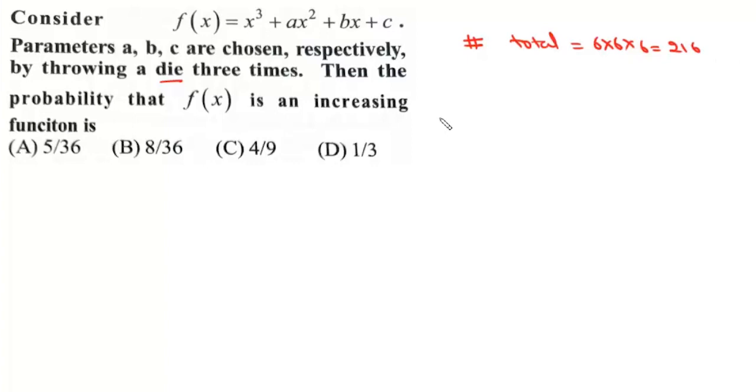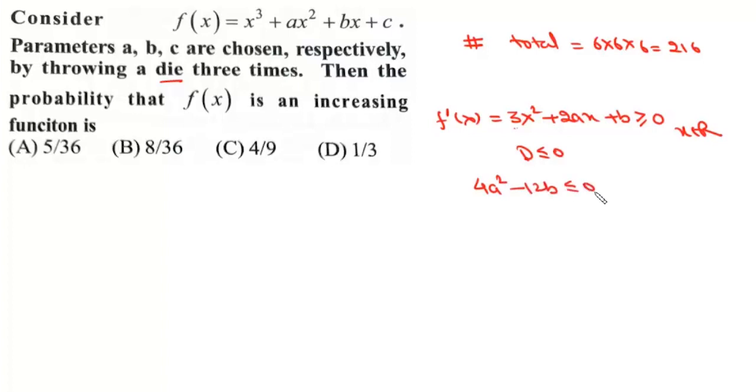Now this function has to be an increasing function. Now it will be increasing if f dash x, which is 3x square plus 2ax plus b, is greater than or equal to 0. Now this is always positive for all x when leading coefficient is positive and when discriminant is less than or equal to 0. So the condition that we have here is 4a square minus 12b should be less than or equal to 0, or when a square is less than or equal to 3b. Now we need to choose the values of a and b.